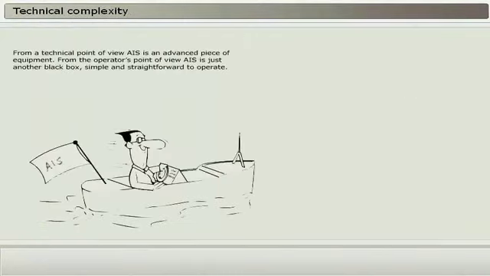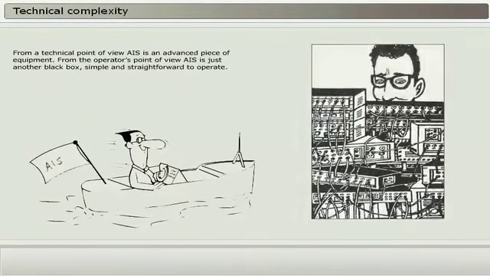From a technical point of view, AIS is an advanced piece of equipment. From the operator's point of view, AIS is just another black box, simple and straightforward to operate. However, the operational aspect may turn out to be a bigger challenge than anticipated. The reasons for this statement will be discussed in more detail in the next chapter.